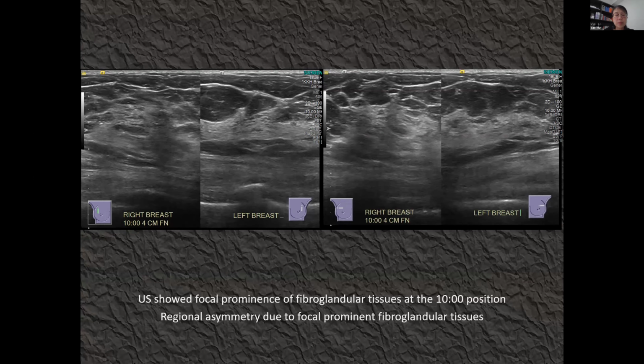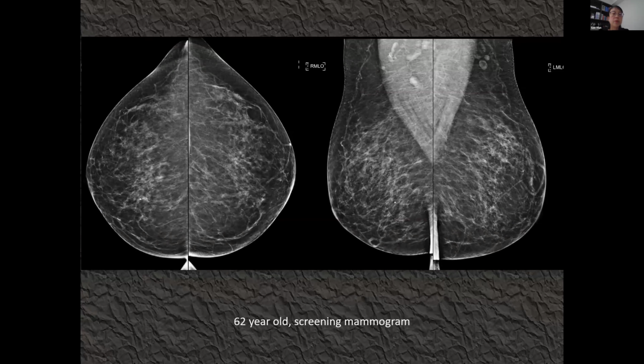So for the subsequent mammography, we have already worked her up, and then we can just compare with the baseline imaging as well as the workup. In this next example, she's 62. This is her screening mammogram.